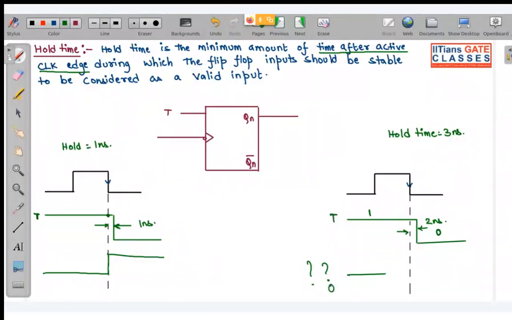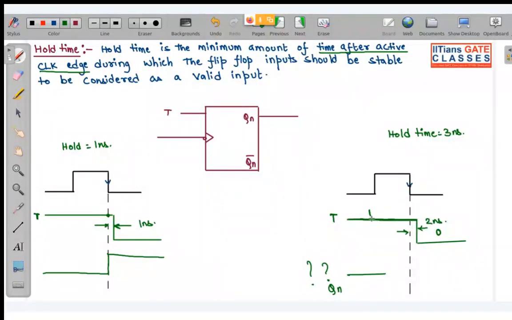Yeah, Qn as don't care, because you don't know what the particular state will be. This input you cannot consider as 1, and you cannot even consider it as 0, because you can see this is 1 only. How can you consider it to be 0? Because input T is 1 over here.